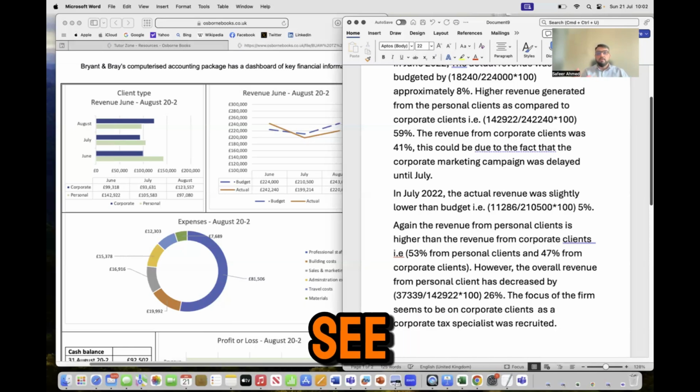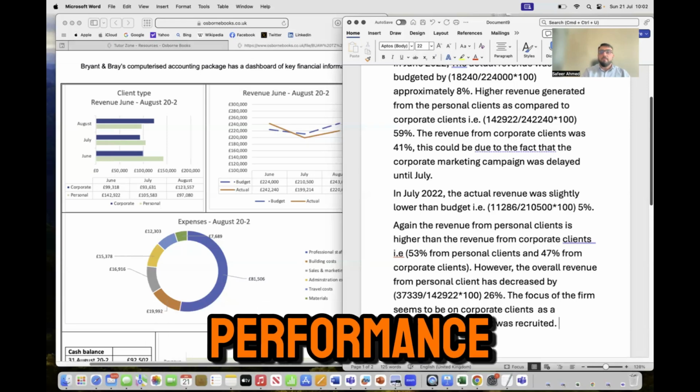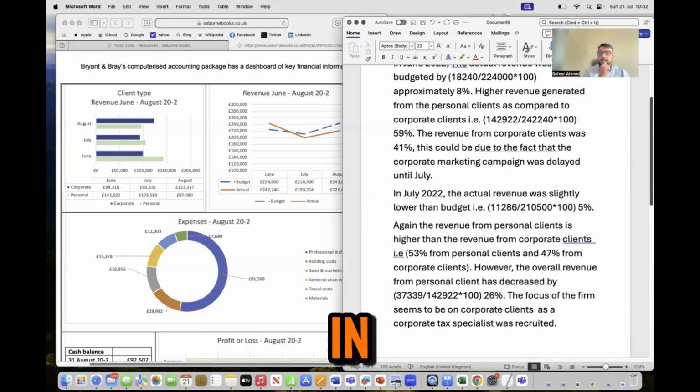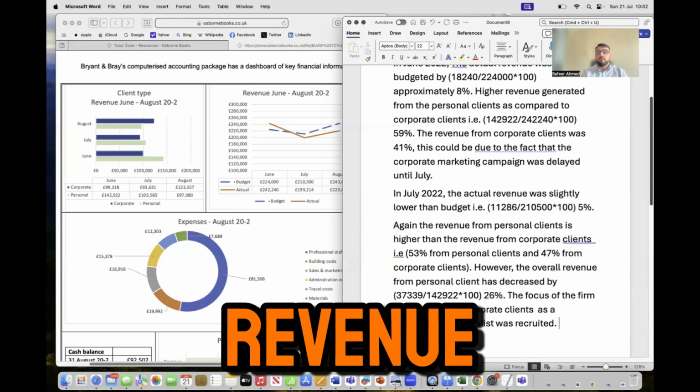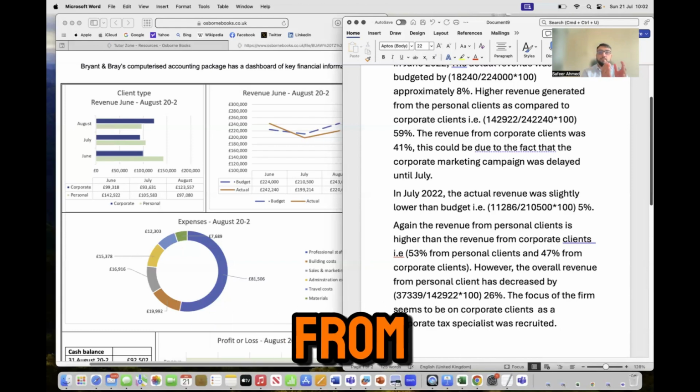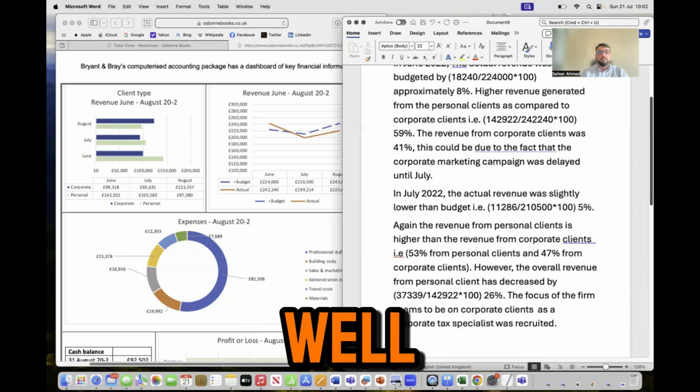So you can clearly see that when the focus shifts from one area to another, the performance can decline in that area. So again, what you have done here is talk about the revenue in the month of July as compared to the budget, and then the breakdown of the revenue in July from the personal clients as well as from the corporate clients.